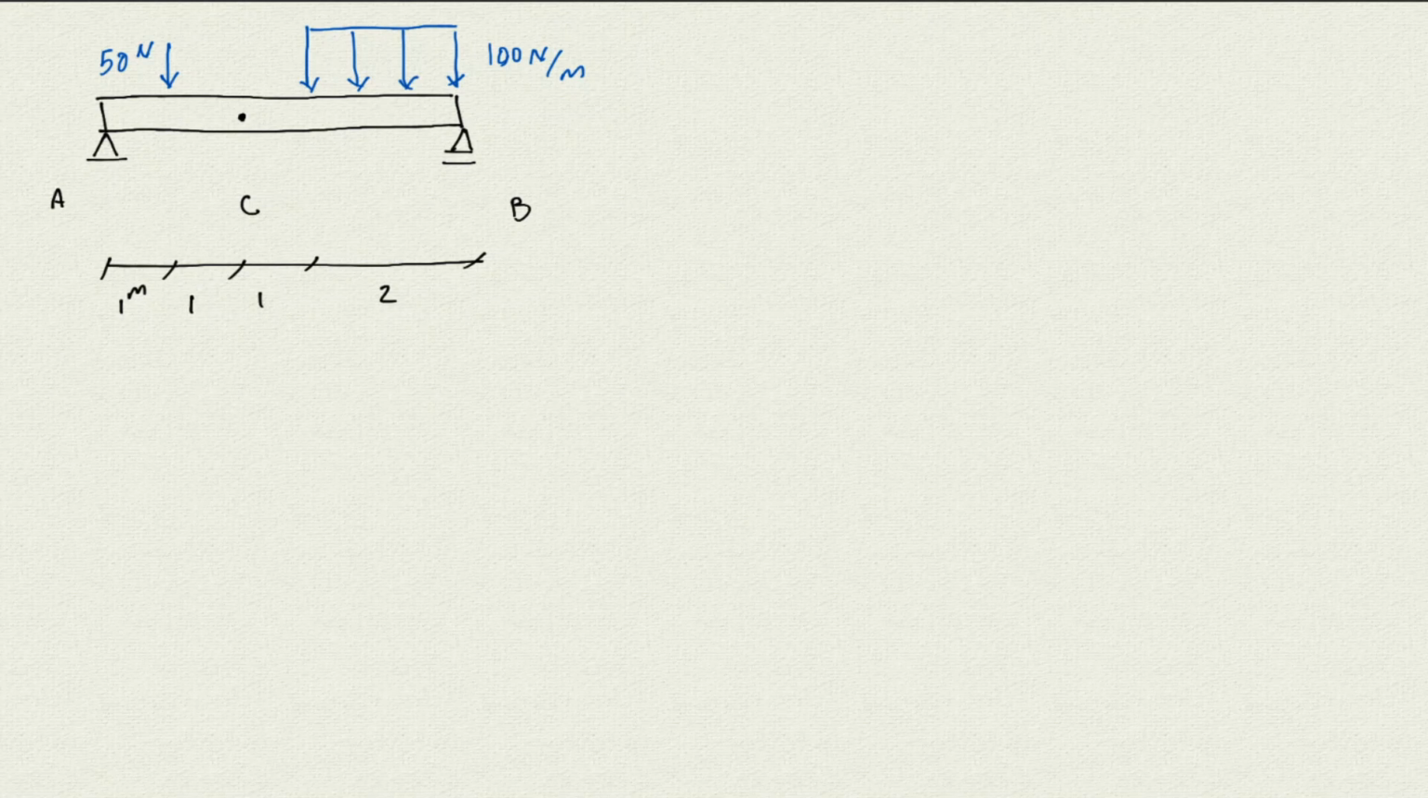Now let's look at an example. Assume we have a beam here going from support A to B, with a pin support at A and a roller support at B. It has a single force of 50 Newton applied here, and then it has a distributed load of 100 Newton per meter applied here, and we want to know the internal force at cross section C.